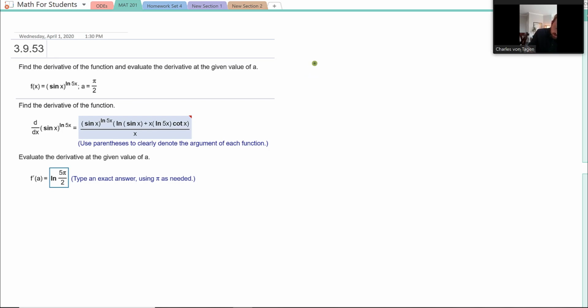So we're given the function f of x is equal to the sine of x all to the natural log of 5x. And we're being asked to compute the derivative, find f prime of pi over 2. So let's go ahead and give it a shot.